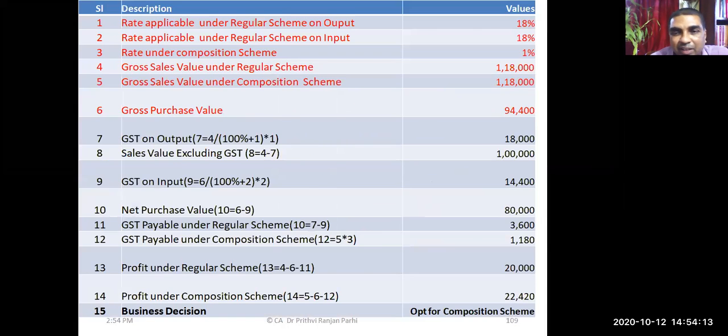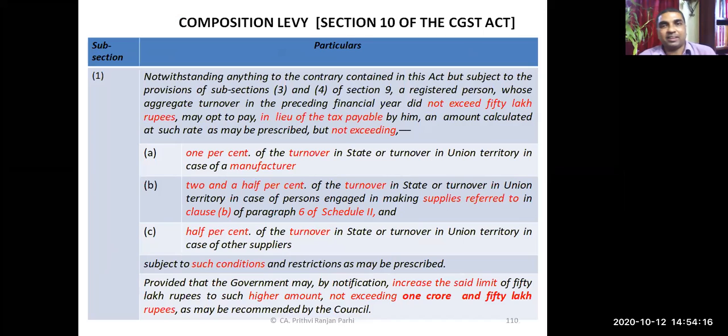And some exercises we have done. And after that, section 10 we are discussing regarding composition levy. This part I think we have already covered. Right? We have covered or not? Section 10 I think we have already covered. Can you reply? We have discussed this part. Well, quickly let me cover it once again.